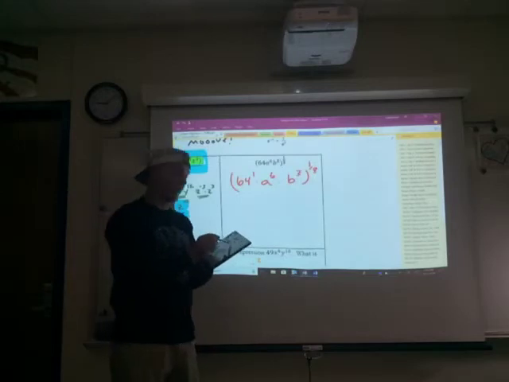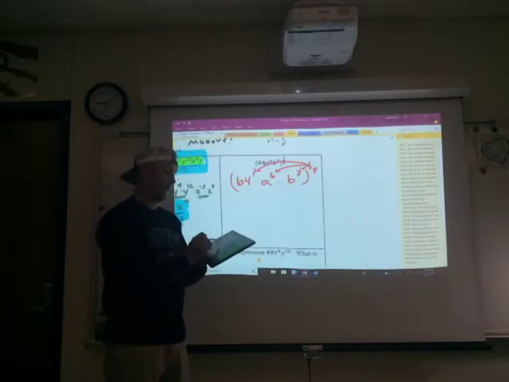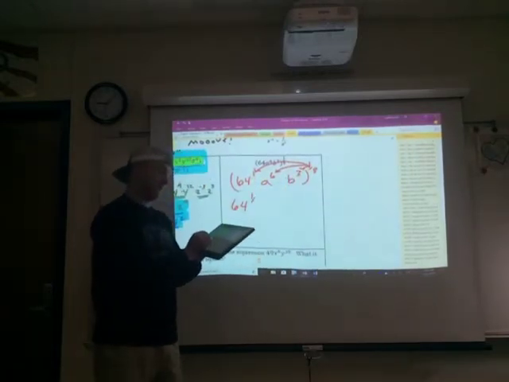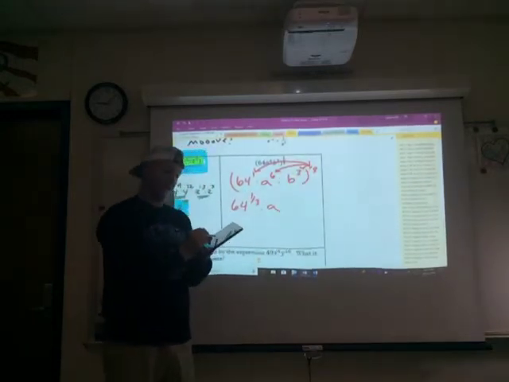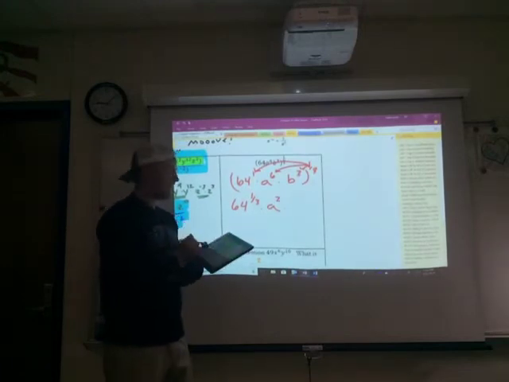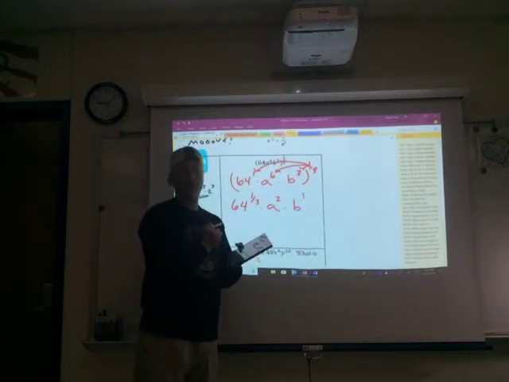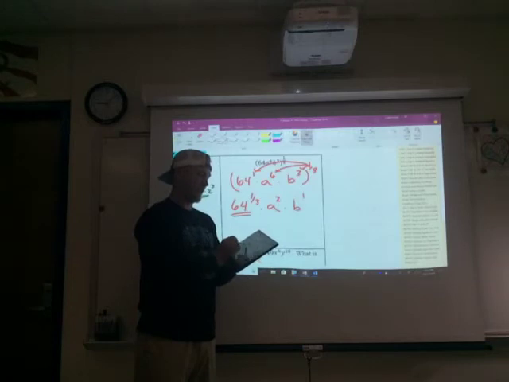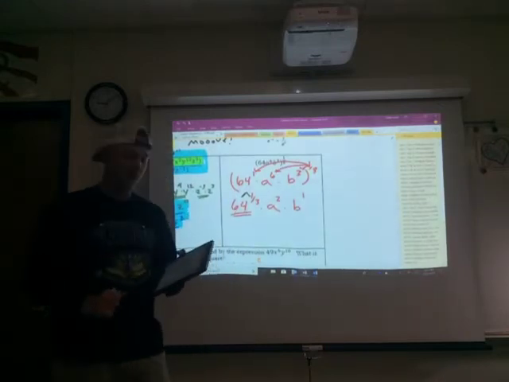So remember on power law, we would simply multiply inner exponents times outer. So you would say 64, 1 times 1/3 is 1/3. On the a, 6 times 1/3 is positive 2. And then 3 times 1/3 is 1. So the only thing we'd want to simplify is this first number, and you could simply type that in your calculator. Remember 64 caret 1/3.